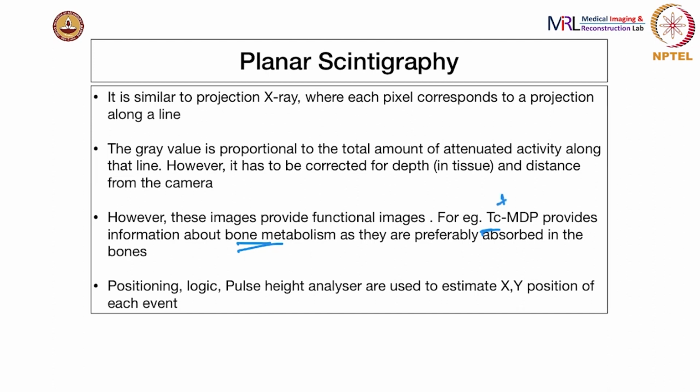For instance, technetium imaging provides information about bone metabolism because technetium MDP, this particular isotope, is preferably absorbed in the bones. So this imaging chain consists of positioning logic, which figures out where in the scintillator the particular gamma ray hit, because it's a single scintillator, right? There's a pulse height analyzer to reject the scattered radiation. Together these are used to estimate the position of each event.